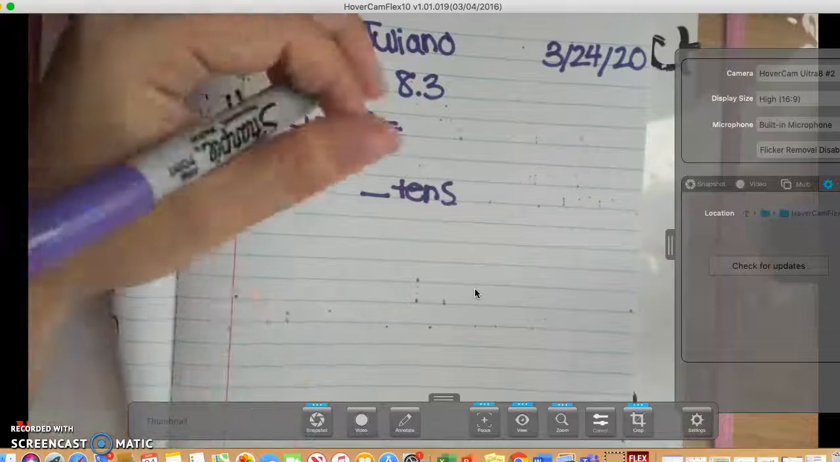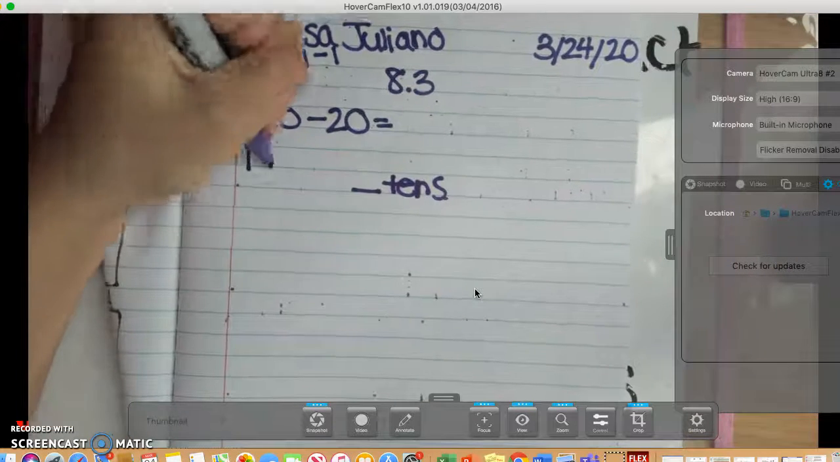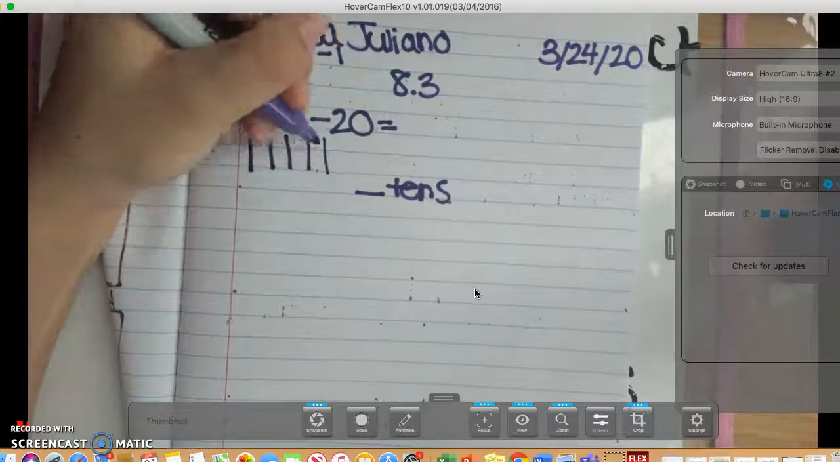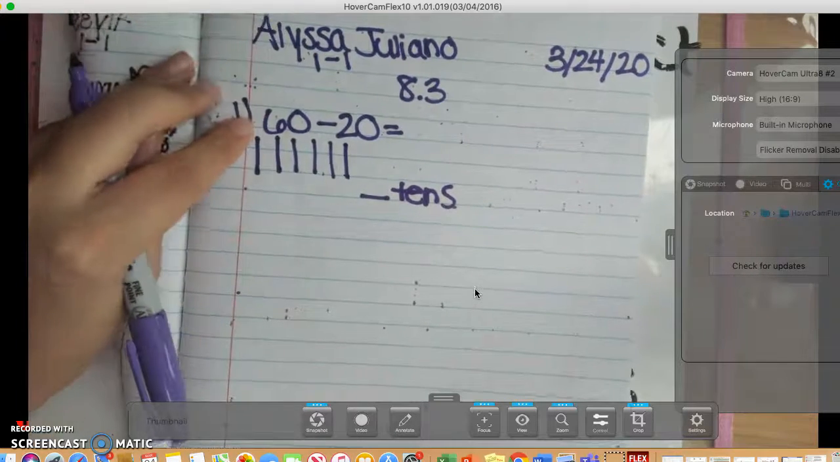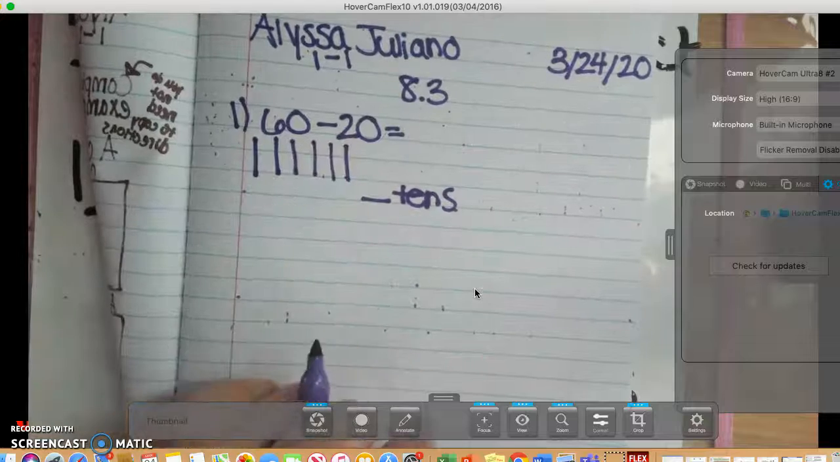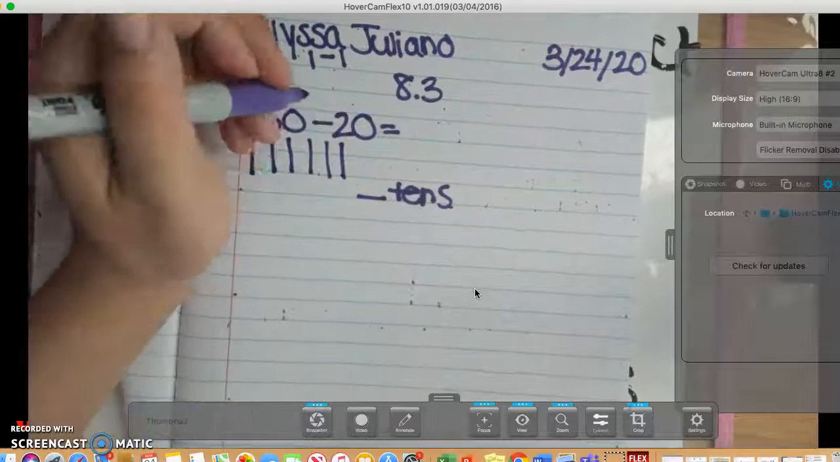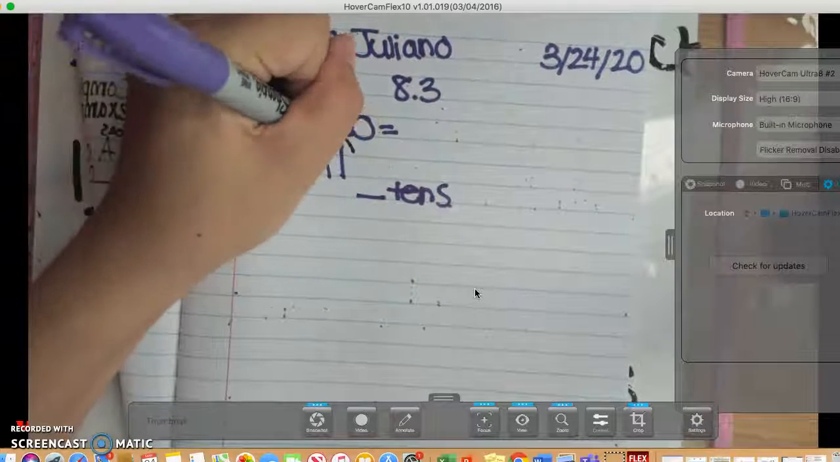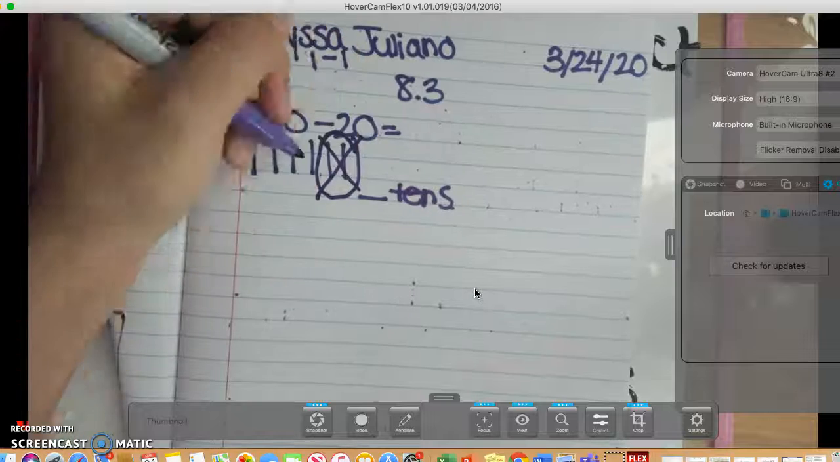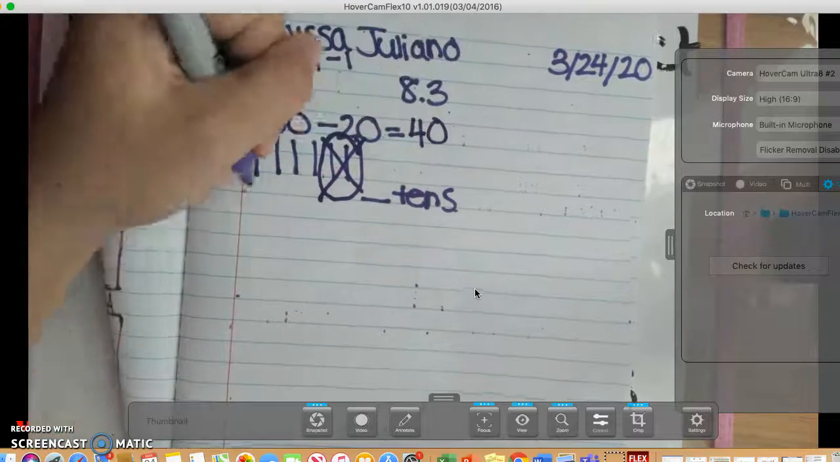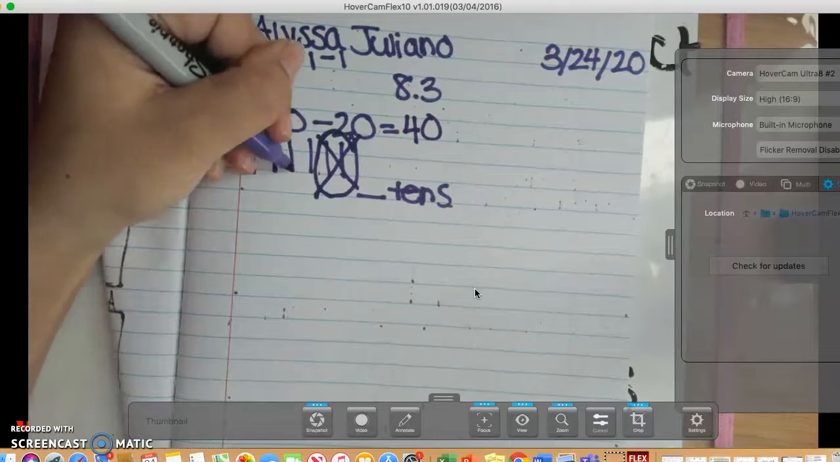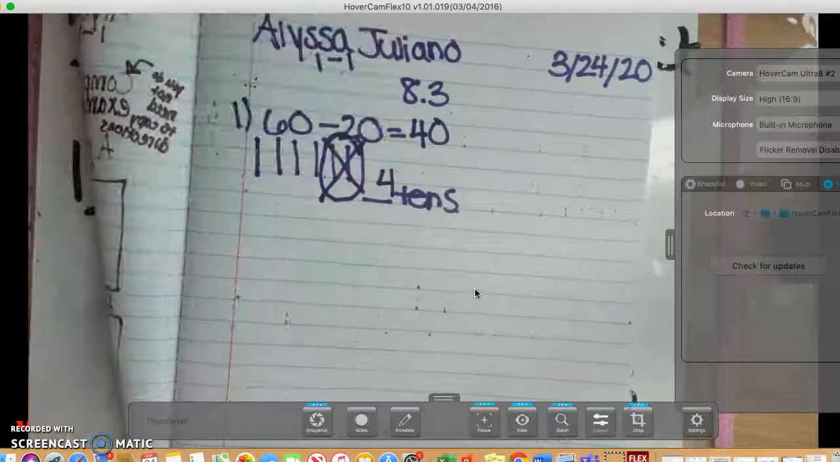Okay, so maybe you already started this problem. That's great. I hope you would have drawn 6 tens or 60 to go with our first number, or the whole in the subtraction problem. Then you're subtracting 20. So to represent the subtraction of 20, you would be circling the 2 tens and crossing them out. And then you have 10, 20, 30, 40, or 1, 2, 3, 4 tens.